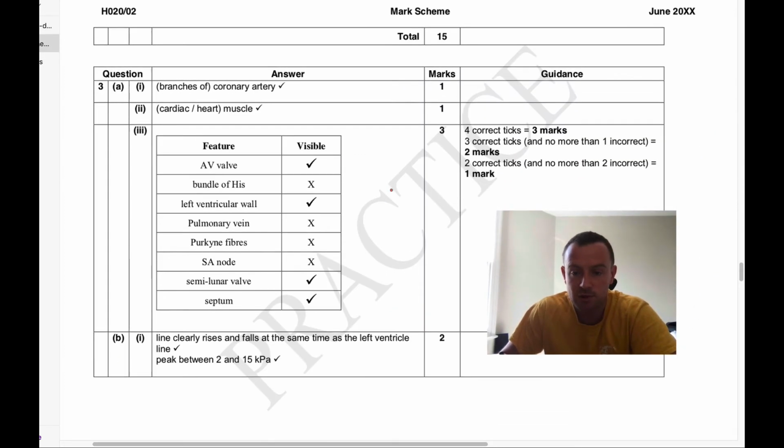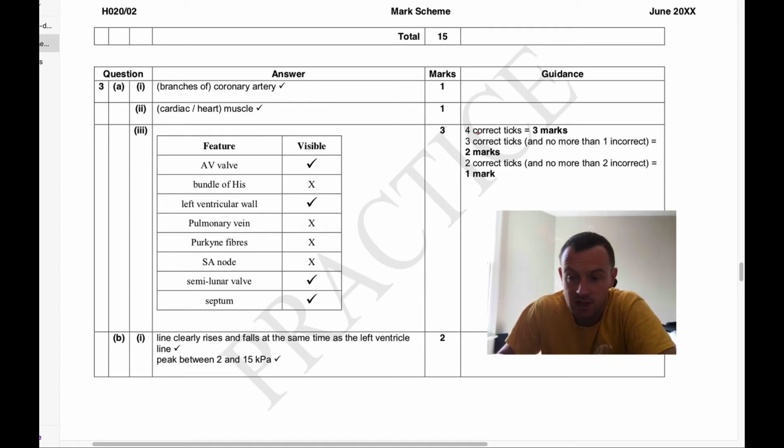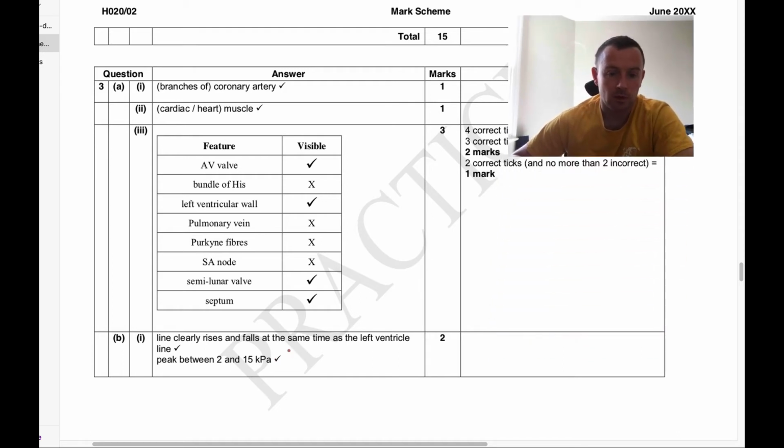Okay, so there's first of all a mark scheme here for that table that we filled out, and here's the breakdown of how many ticks you need out of the 3 marks. And this is the grading criteria for the line which you drew on the graph. So first of all, the line clearly rises and falls at the same time as the left ventricle, so basically the same shape, and then the peak between 2 and 15 kilopascals. Okay. Now, the next question.